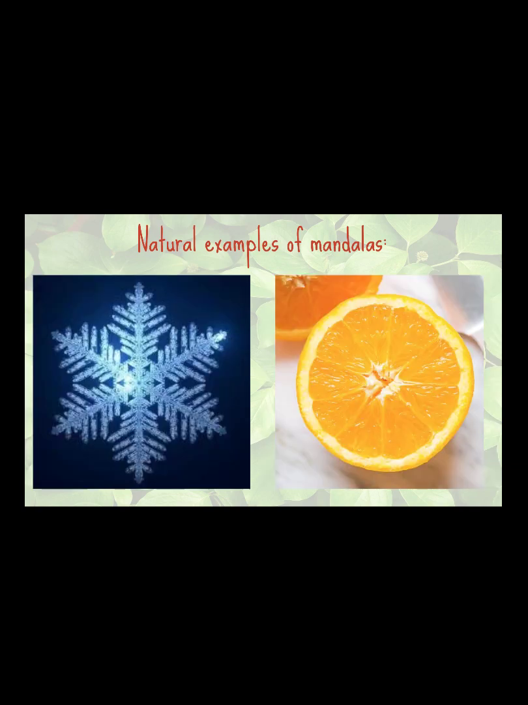Let's look at a couple more. A snowflake is a mandala. It has a center point and it has things radiating out from that center point. And if you cut an orange in half, you have a center and things radiating out from that center.